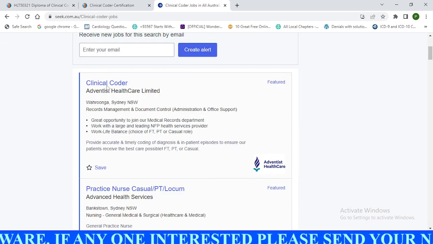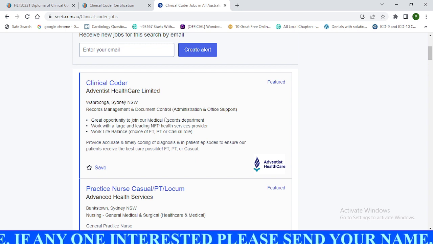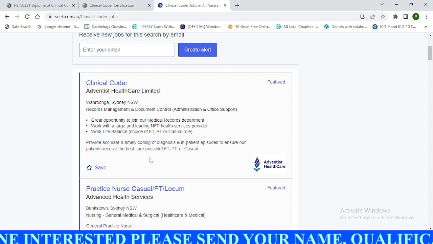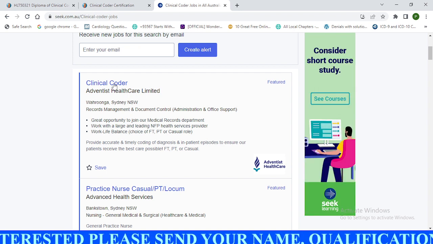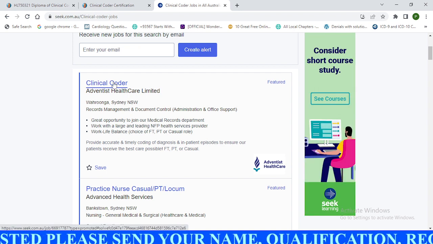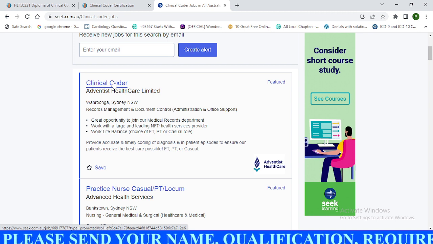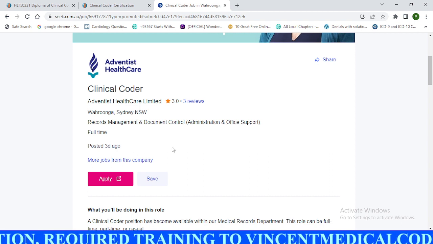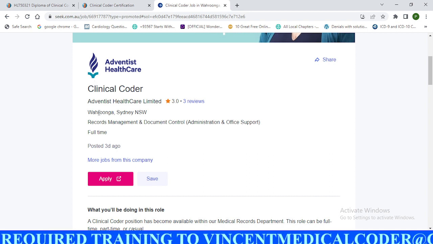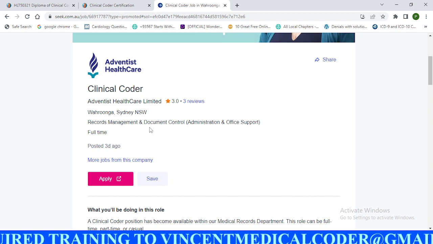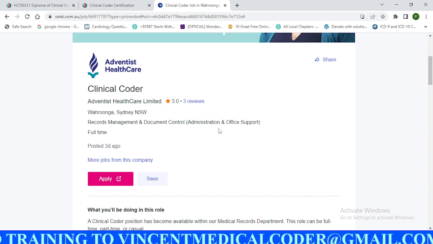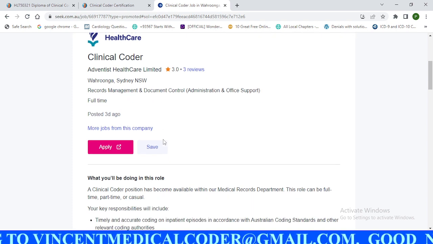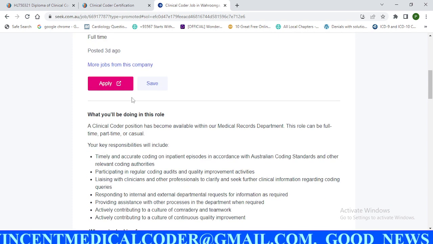Here we have clinical coder, Adventist Healthcare Limited, Sydney. If you want to apply for this job, you need to check this one. If you click on this clinical coder, you will get more information about the job. We directly open the Adventist Healthcare listing: clinical coder, records management and documentation control, administration, office support, full-time, posted 3 days ago. If you want to apply, you can apply from here.